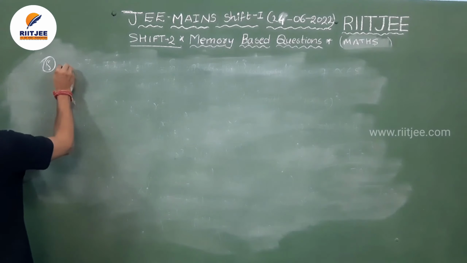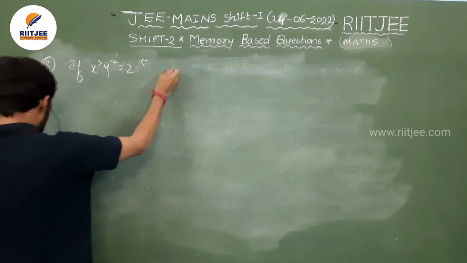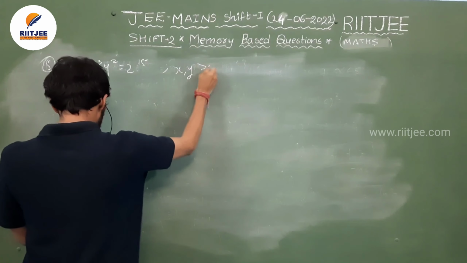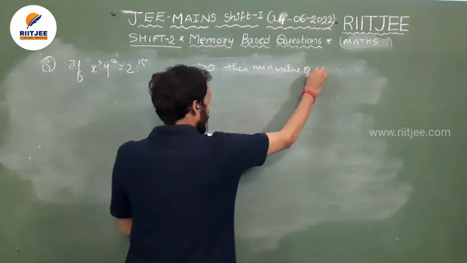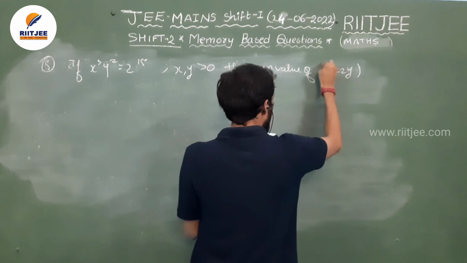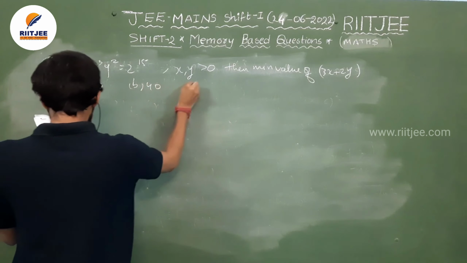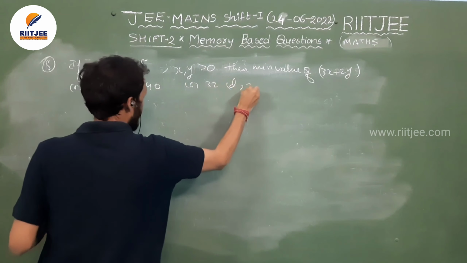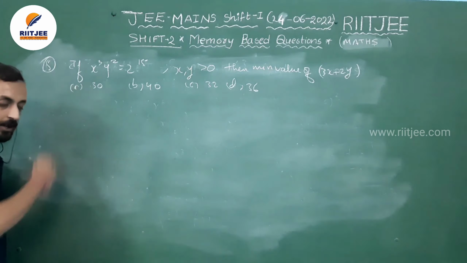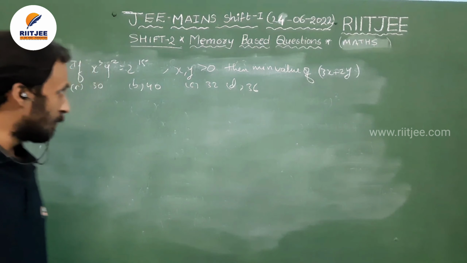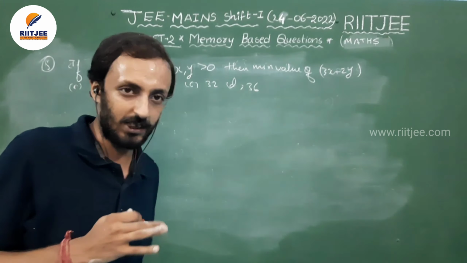Now question number 5: if x cube y square equals 2 to the power 15, with x, y greater than 0, then find the minimum value of 3x plus 2y. The options are 30, 40, 32 and 36. I have already told you this question might not be objective, I will make the options, but it may be of integer type also. But let's put the focus on the question first.